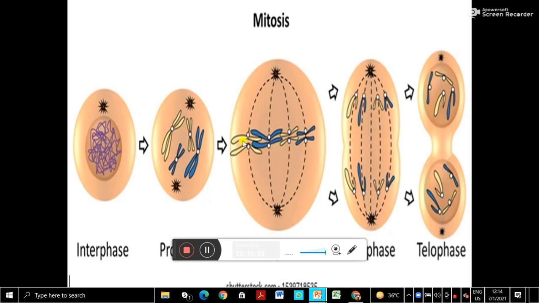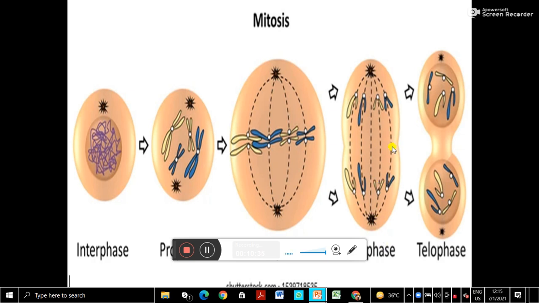So from each chromosome, one chromatid will move to one pole and the other chromatid will move to the other pole. Okay, so here you can see. So what happens? Each pole will get an equal number of chromatids. 4 chromatids are here, 4 chromatids are there. So if it is a human cell, there will be 46 chromatids here and 46 chromatids here. I hope you have understood anaphase.